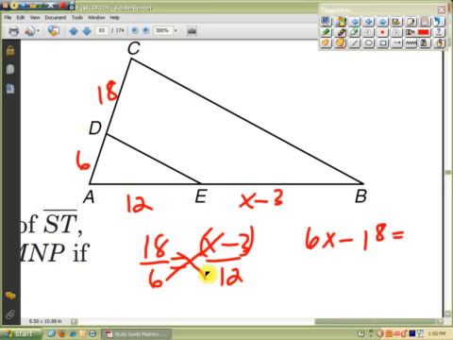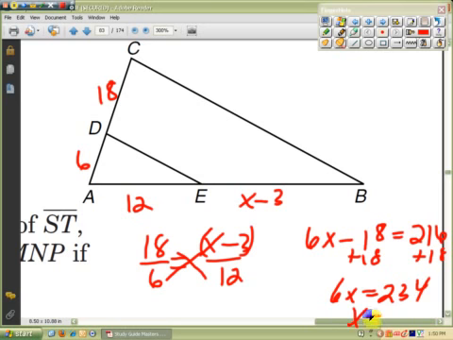That'll give me 216, and then I add 18, and then I do 6x equals 234, and then I divide by 6, and x will equal 39. They only want x, so I found x to be 39. If they wanted you to tell you the side length of EB, then you would plug it in, but they don't want that. Alright, so let me clear this off.